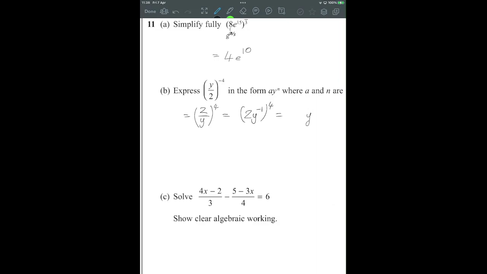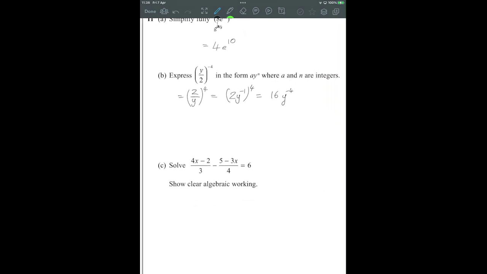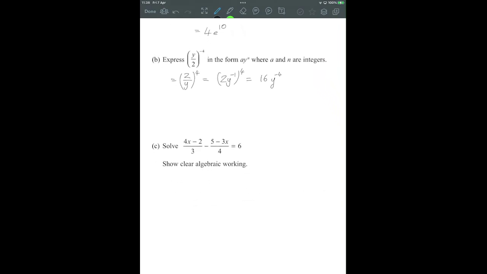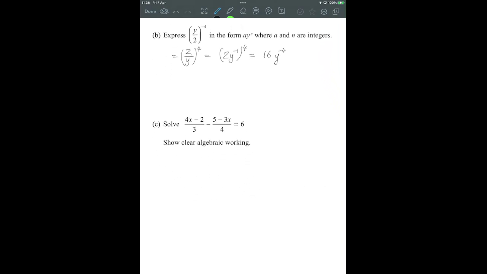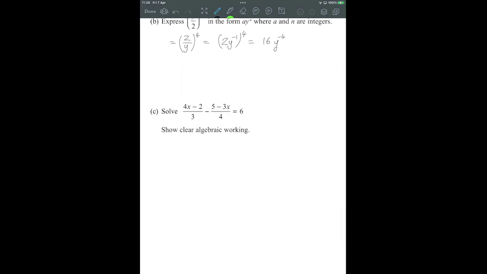The y's are easy, power to a power, multiply the powers. The 2, however, gets hit to the power of 4. 2 times 2 times 2 times 2 gives us 16 in front. Maybe a bit of an awkward question, that one. Not particularly pleasant. Part C.